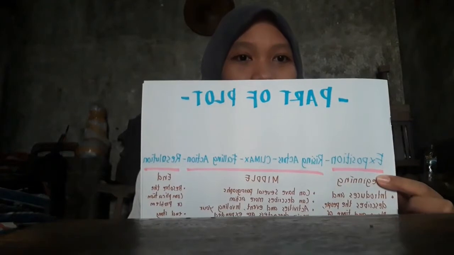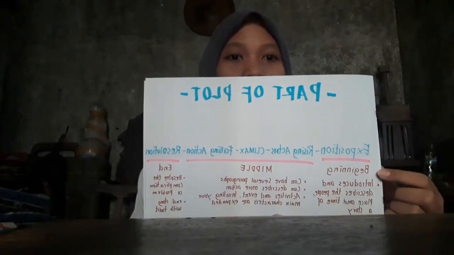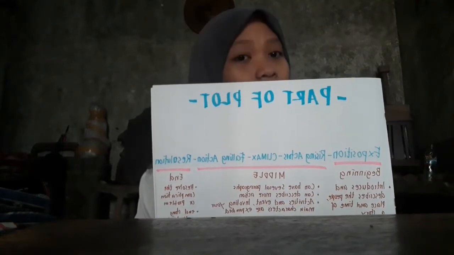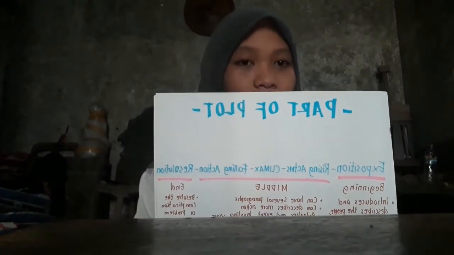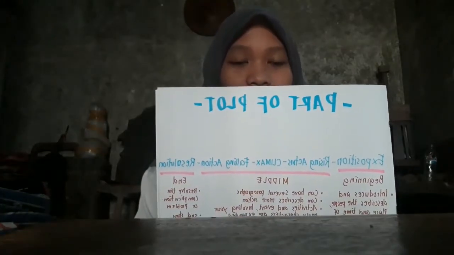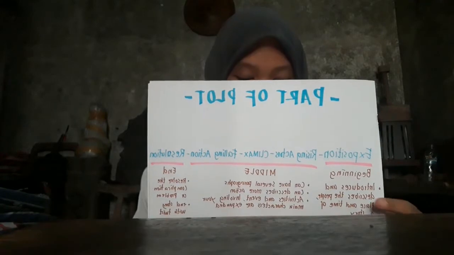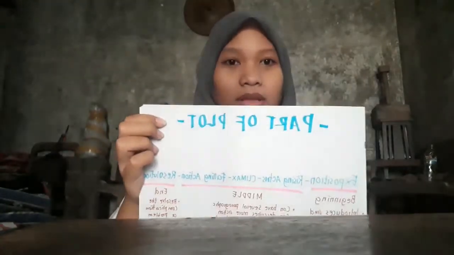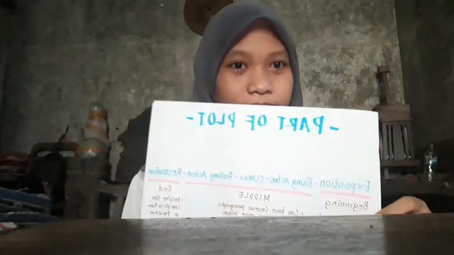We can see that the exposition is the beginning of the story, and rising action, climax, and falling action are the middle of the story, and then the resolution is the end of the story. And these are three steps. The first is the beginning. The beginning introduces and describes the people, the place, and the time of the story.